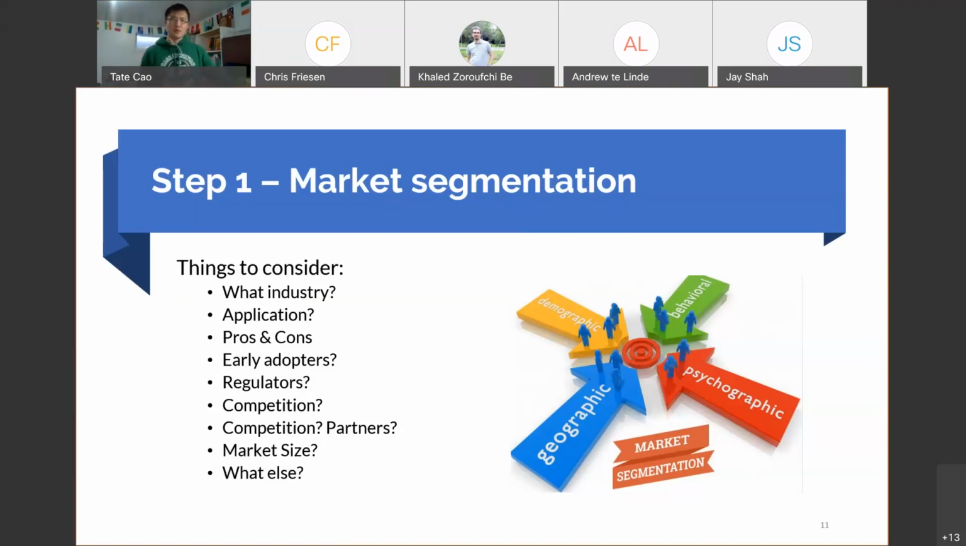This is business 101, right? When you want to do market segmentation, you want to think about what industry you're working in, but sometimes you want to jump out a little bit more. Think about what application that can be in that industry. What are some pros and cons for implementing your solution, or a proposed solution, or for you to solve that problem you're thinking of?